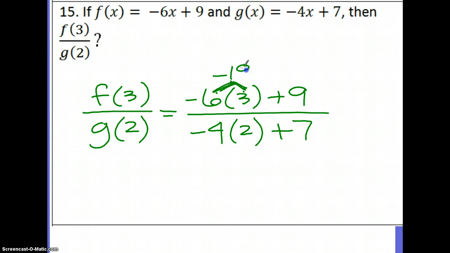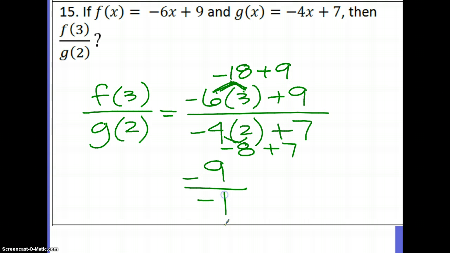If I figure out the top, that's negative 18, plus 9 more would make negative 9 on top. Here we've got negative 8 plus 7 more would make negative 1. And negative 9 divided by negative 1 is positive 9. So the answer to 15 is positive 9.